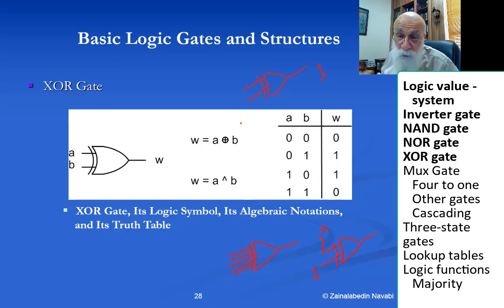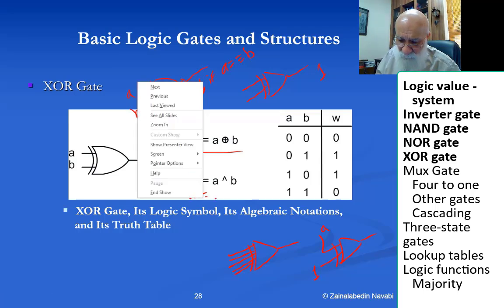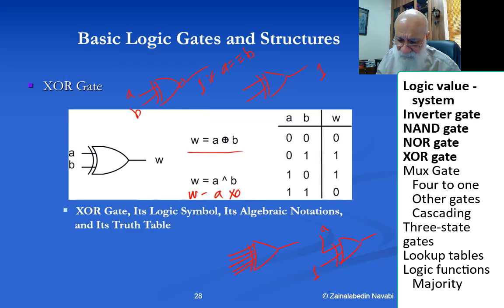An XNOR is like a 1-bit comparator. The output becomes a 1 if A equals B. All right. This is the logical symbol for it. This is the Verilog symbol for it. The VHDL symbol would be like A XOR B. And this is the truth table for it.